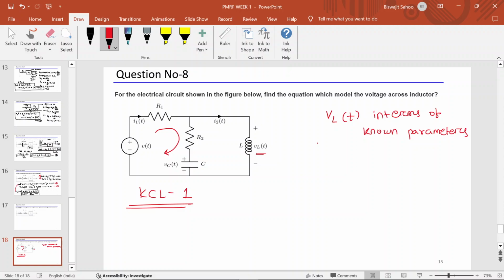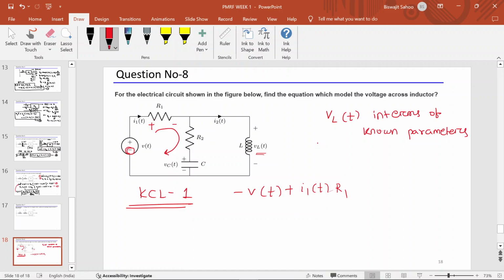Whichever convention you choose, either the negative terminal or the positive terminal first, follow it consistently. I am writing minus V(t) because I have chosen this first point. Similarly, when current flows through any passive element, the voltage polarity is plus to minus. So the first point is positive, and this will be I1(t) times R1.